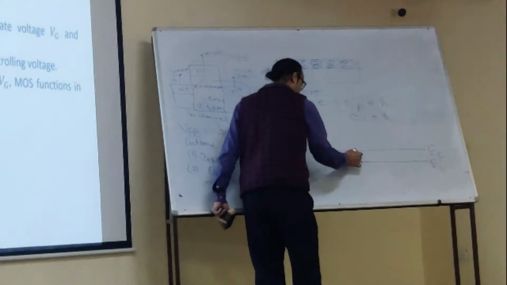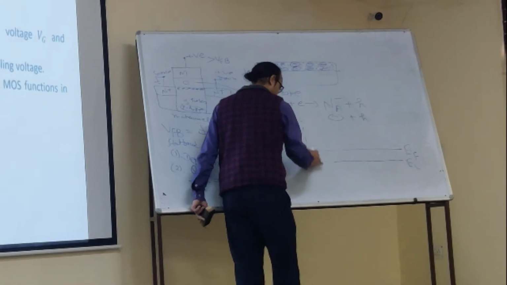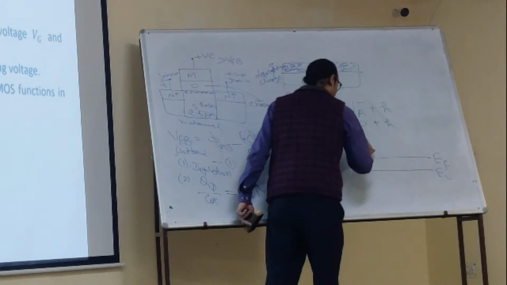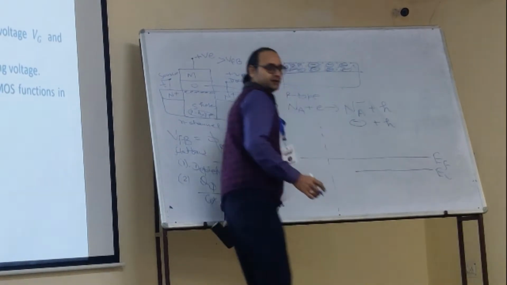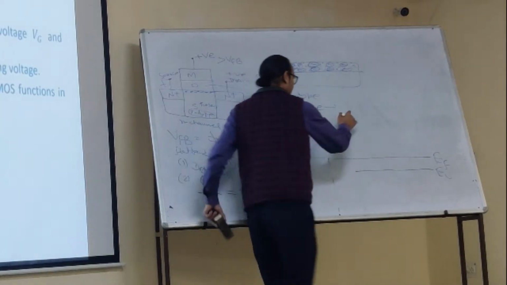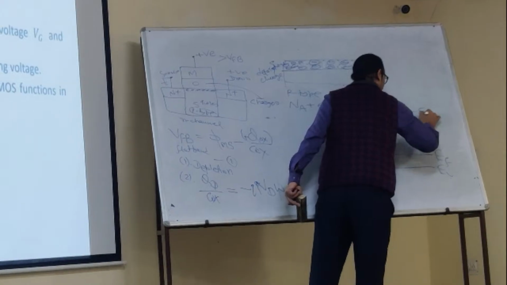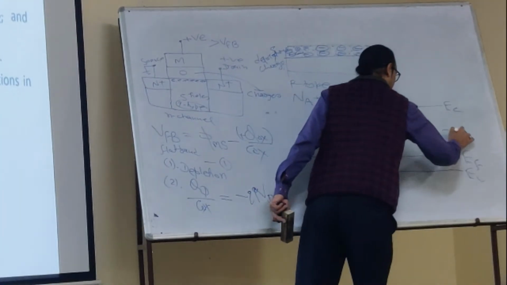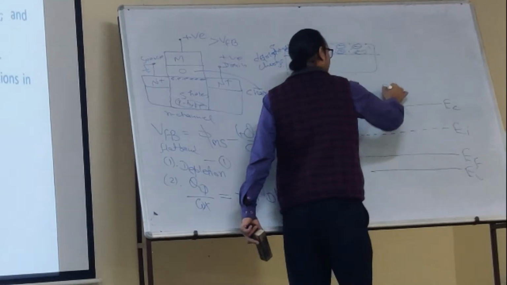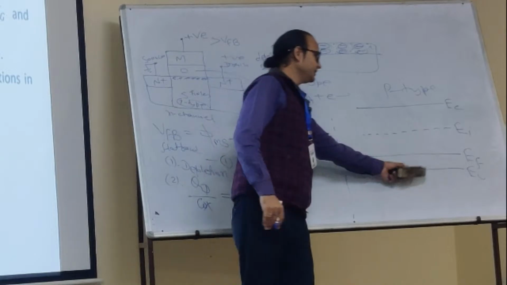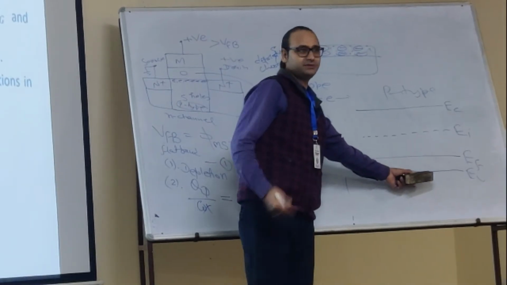This is the valence band, and suppose this is EI, EC. Need to remove this. Is it visible? Suppose this is EC. Where will be EI? Somewhere here. This is the situation for P-type. We know very well the Fermi level and valence band are closer in P-type, right?